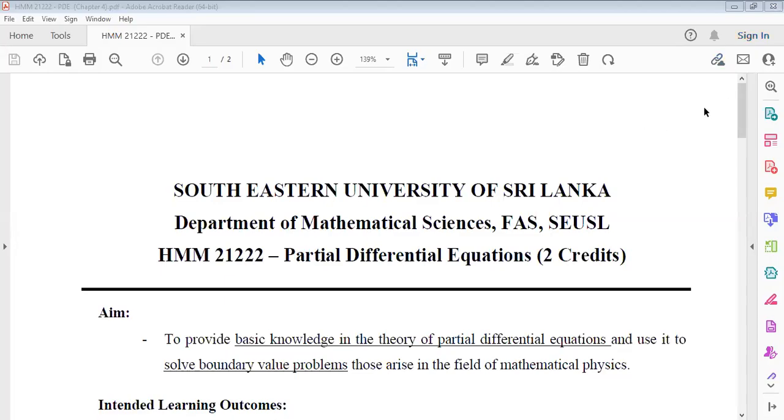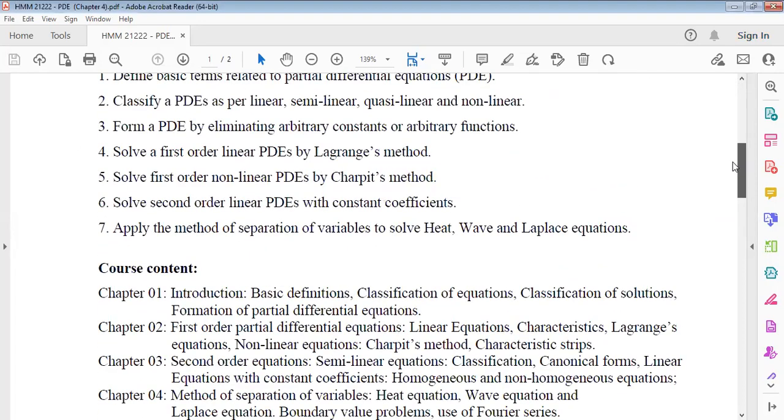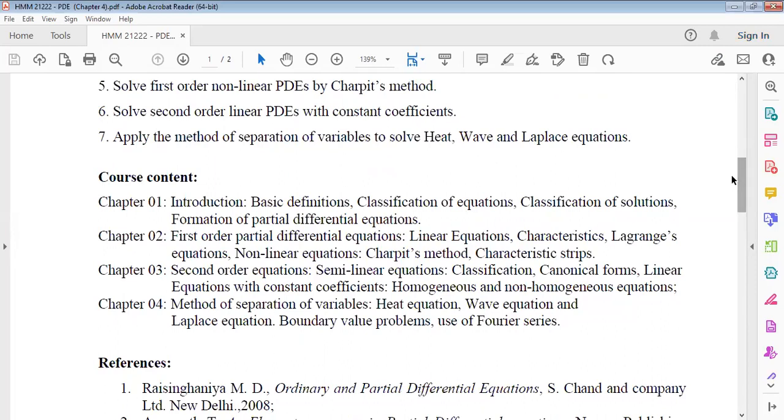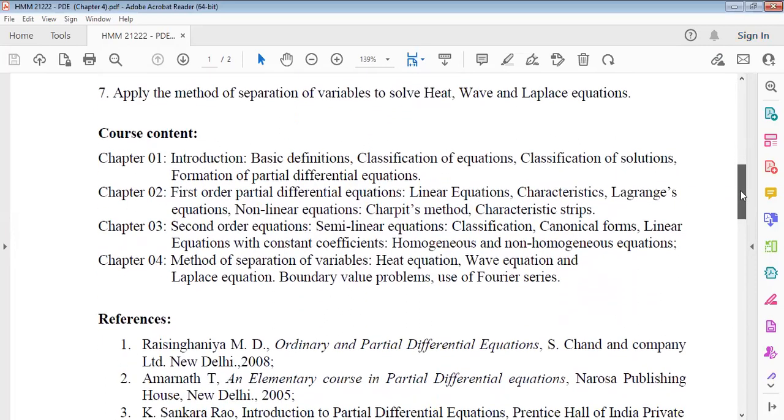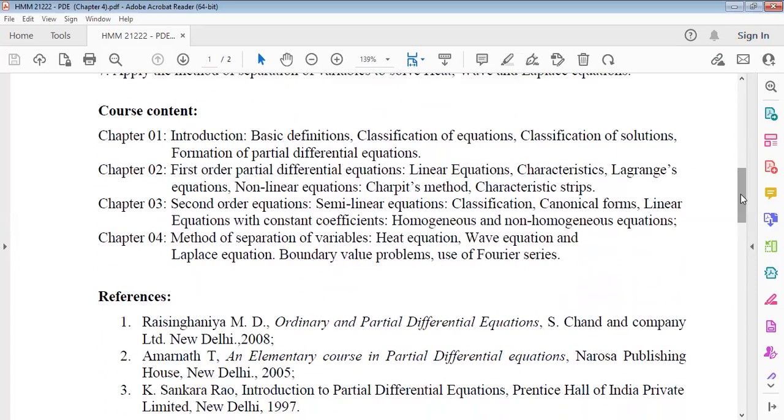Okay, let's begin our lecture on PDE. Hopefully, this is our last chapter. This is chapter number 4. I'll start from chapter 4, and we can finalize things later if we get some time. Chapter 4 is about the method of separation of variables.